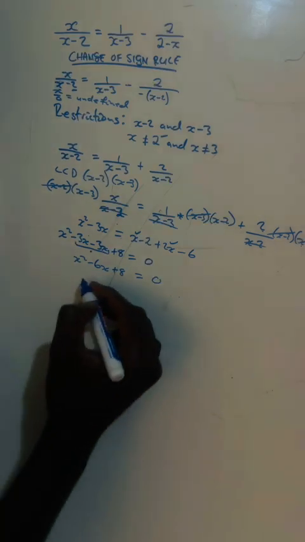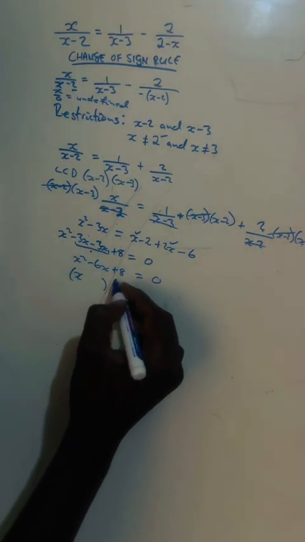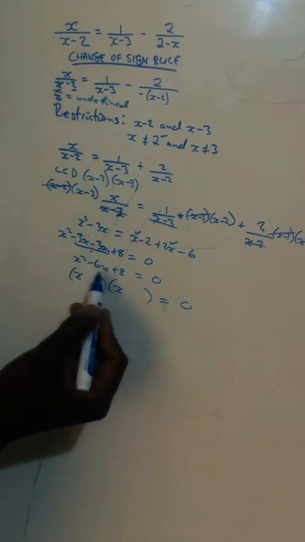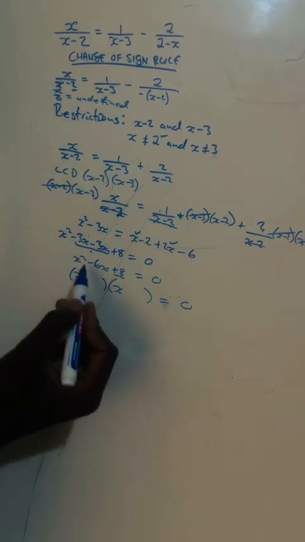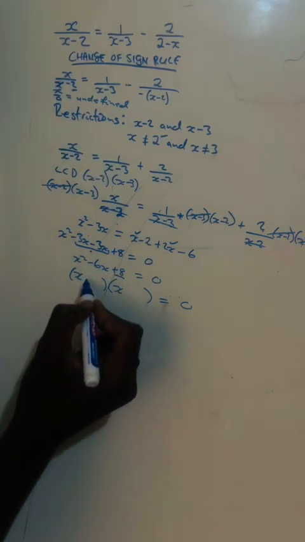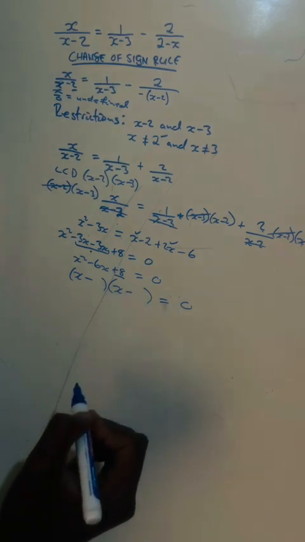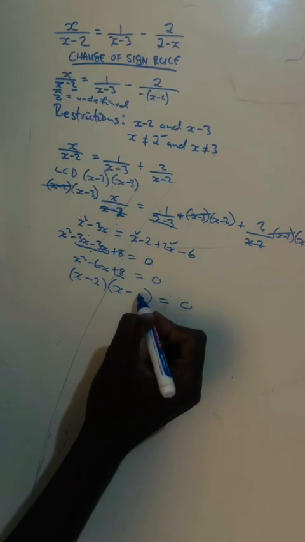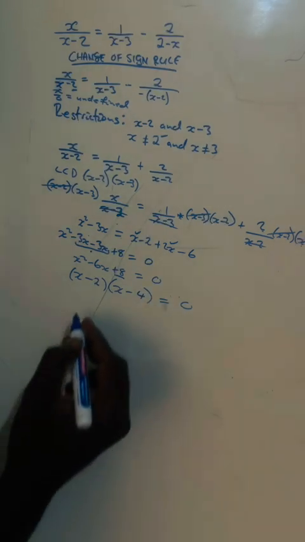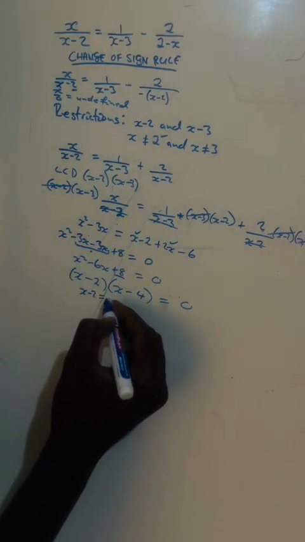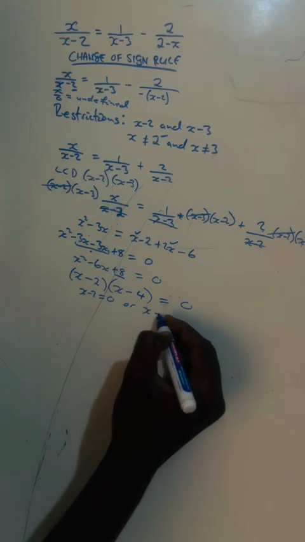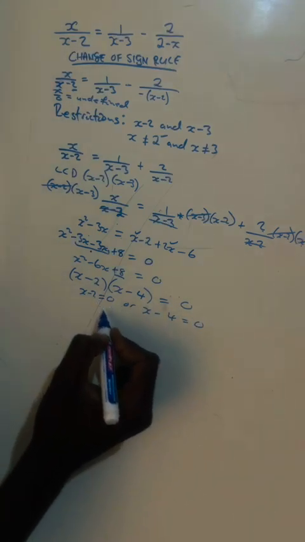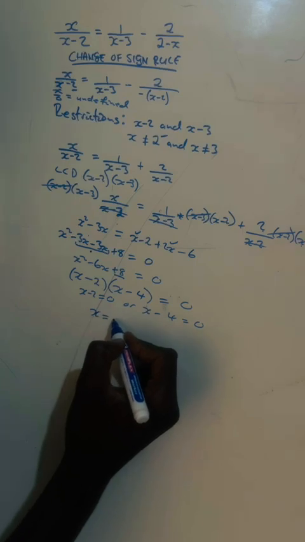Now we factorize. So we've got x here, x there, which is equal to 0. Now, the factors of positive 8, and here there's a negative, it means the last terms are both negatives. And the factors of 8, which give us a negative 6, are 2 and 4. From there, now we write x minus 2 is equal to 0, or x minus 4 is equal to 0. Now, if I transpose the 2, it gives me x is equal to 2.